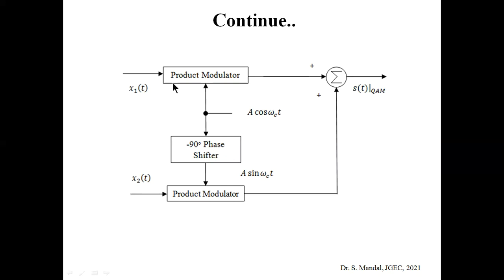So the inputs of the first product modulator are x1(t) and cos omega_c t, and the inputs of the second modulator are x2(t) and sin omega_c t. This one is the in-phase component, this one is the quadrature component. Now if we add them by using a simple adder circuit, we get the ultimate QAM signal. So this is the basic operation of QAM.